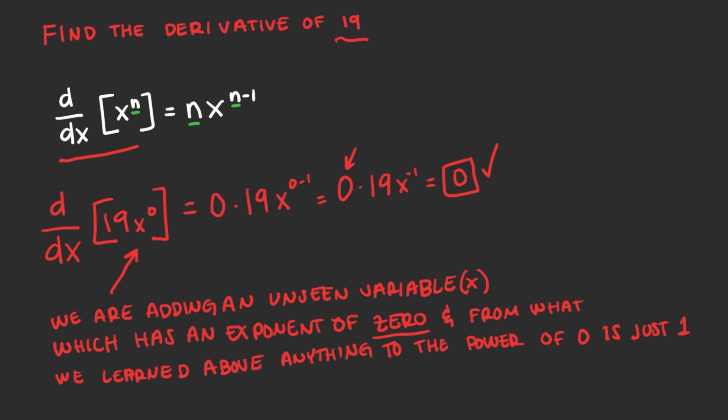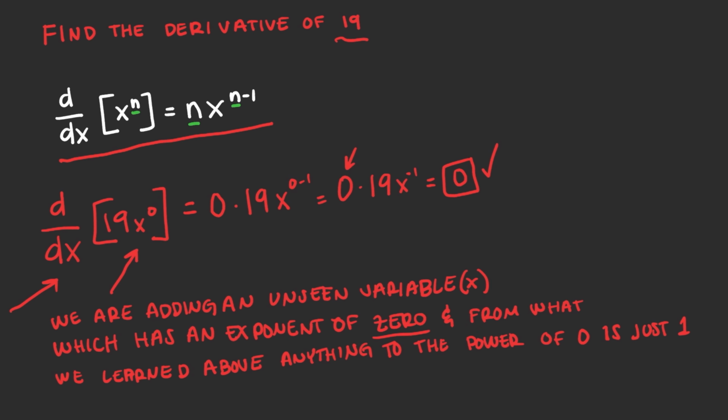And this was our original formula, right? But when we're solving for 19, which is a constant, we're just going to plug it in like this. So d dx 19x, remember that unseen variable of x, and we're going to add an exponent of 0 to that x. Why? Well, because any power to the exponent of 0 is just going to be 1. So if x to the 0 power is 1, times 19 will still give us just 19, right?